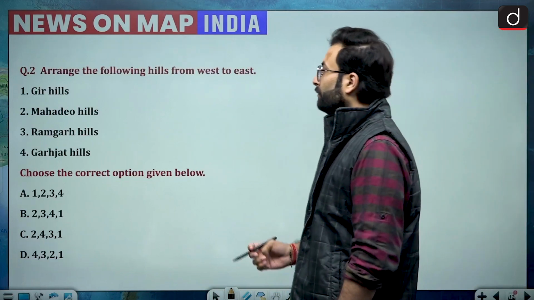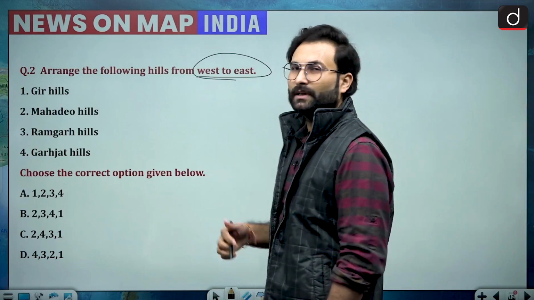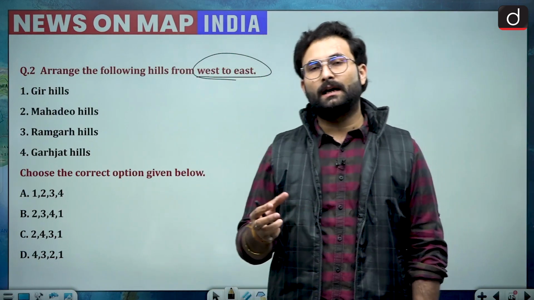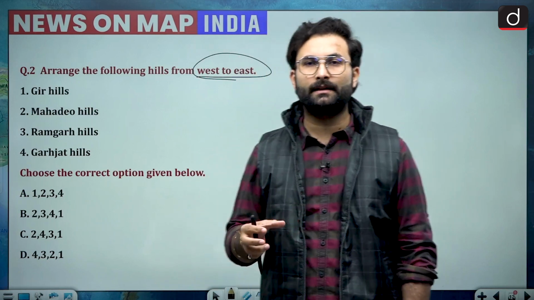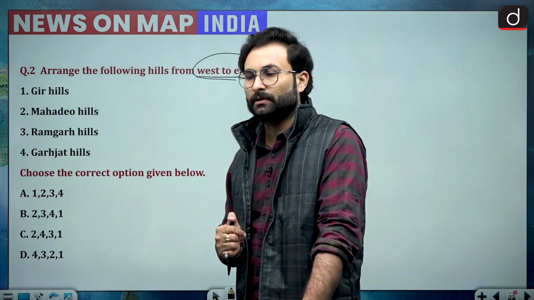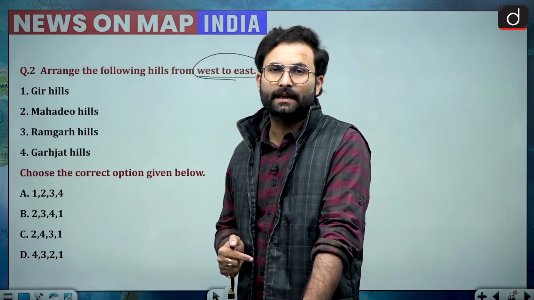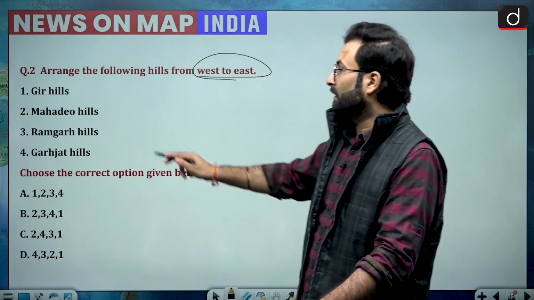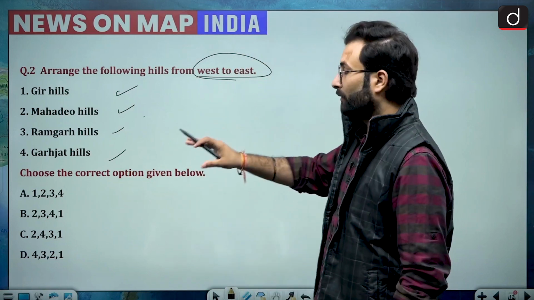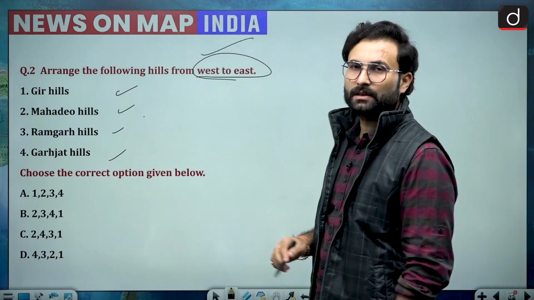Arrange the following hills from west to east. We have seen that the Gir National Forest was in the news. Other than that, in the MP area, the Durgavati Wildlife Sanctuary was in the news, and there was an election in this particular area as well. So that is why we have taken this question. Gir Hills, Mahadev Hills, Ramgarh Hills, Garjat Hills. You have to arrange them in the order west to east.